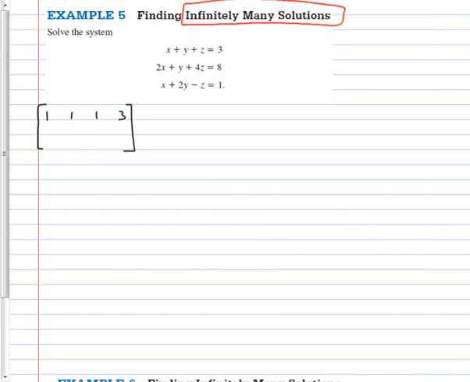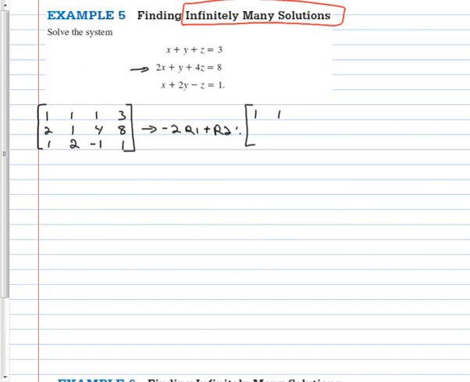I mean, there's a reason why I might want to interchange. So that first one I like. But I want to eliminate this 2. So, need to copy it first. 2, 1, 4, 8. How am I going to eliminate that 2? Say it again. Negative 2 on what? Row 1. Add it to row 2.